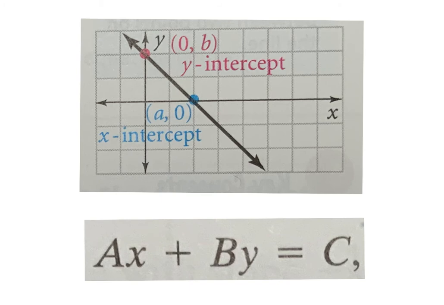But this is standard form. Ax plus By equals C. So instead of having y equals mx plus b, your y on one side, your x and your constant on the other, for standard form, you have your x and y on one side, your constant on the other. Let's look at the example that they give us here.